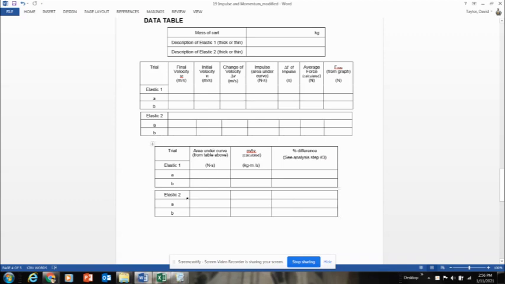Then in the second table, or the third table down here, we're going to just copy this value to here, and we're going to calculate mass times delta V. So this delta V value right here will multiply times our mass in kilograms, and then refer to analysis step number 3 for how to calculate the percent difference. How different are our values for change in momentum calculated with m delta V versus change in momentum or impulse as measured by the area under the force as a function of time graph. And put your answers here for comparison.